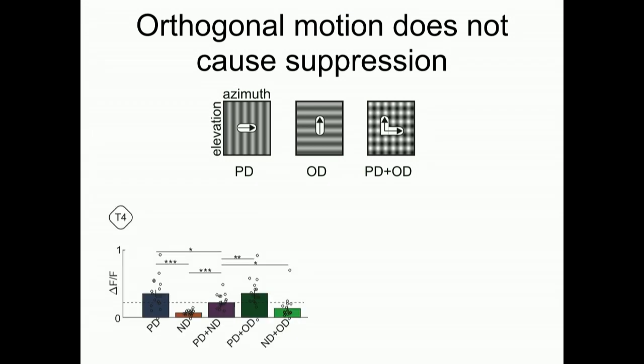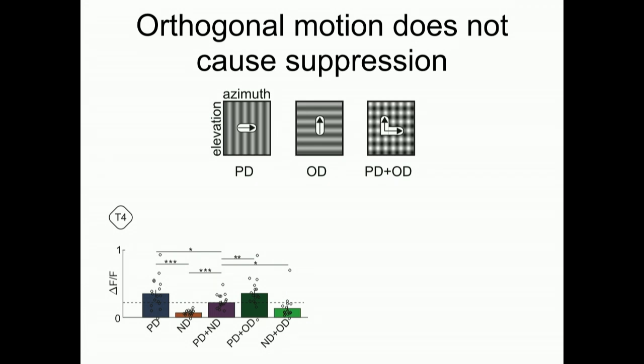When we did this, we saw that preferred direction plus ND suppresses. This is the same thing I showed you earlier. And when you add the orthogonal direction stimulus, it actually looks pretty much like the preferred direction alone. And the ND plus OD also looks pretty much like the ND alone, maybe a little bit larger. So what this tells us is that this suppression we're seeing is actually direction selective suppression, right? When you add in a second sine wave grating, if it's moving in the null direction, it suppresses. If it's moving orthogonal to the preferred null axis, then it's not suppressing at all.